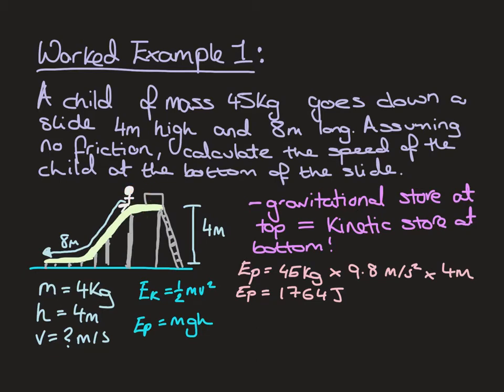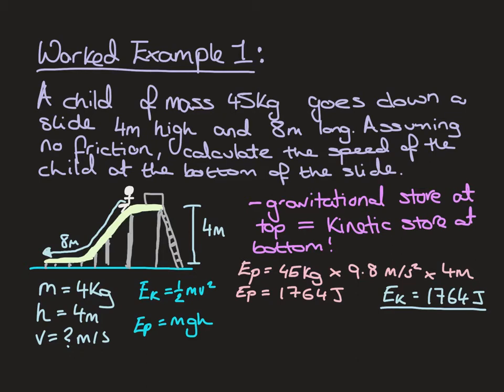Okay? So the energy in the gravitational store at the top of the slide was equal to 1,764 joules. So what does that mean about the amount of energy in the kinetic store at the bottom of the slide? Have a little think now. And hopefully you remembered that because the energy in the gravitational store at the top is equal to the energy in the kinetic store at the bottom, that means the kinetic energy store at the bottom has also got 1,764 joules in it.